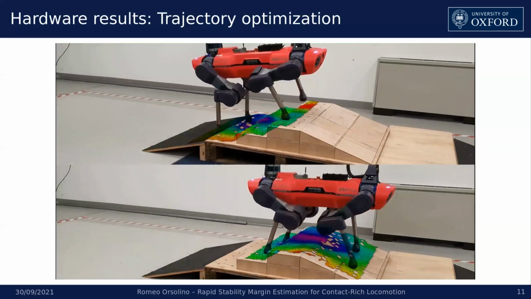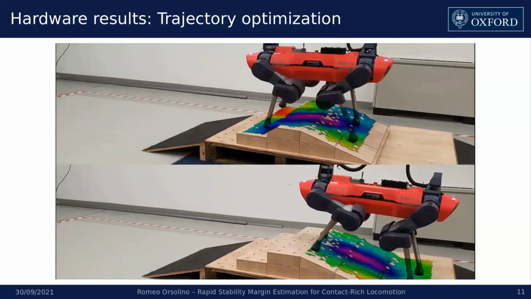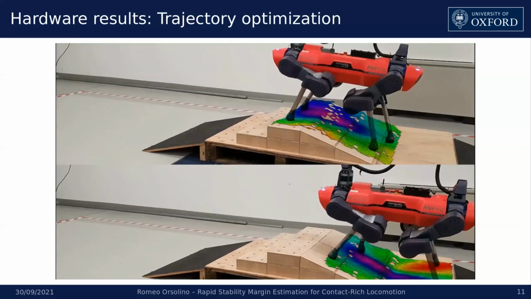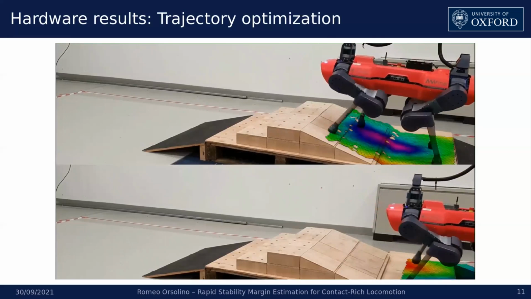Based on such information, our motion planner is able to jointly optimize online the feet locations and center of mass trajectory, like the ones shown on the terrains here.